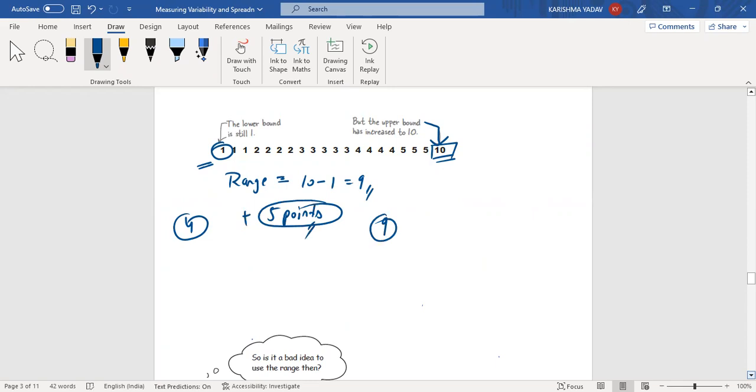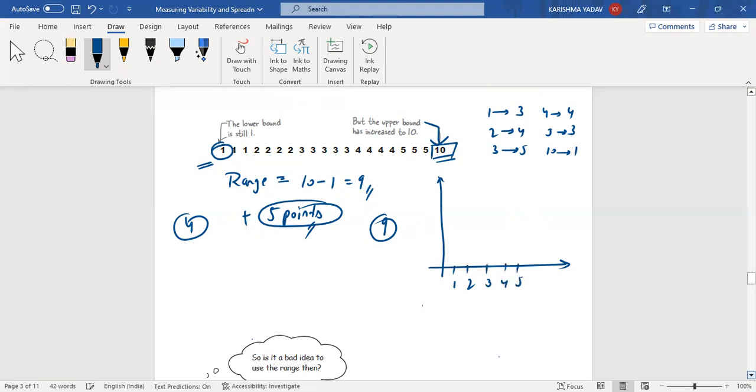Now if you look at it by the graph, 1 has a frequency of 3, 2 has a frequency of 4, 3 has a frequency of 5, 4 has a frequency of 4, 5 has a frequency of 3, and 10 has a frequency of 1. Now let's make the graph: 1, 2, 3, 4, 5, and there are some other values in between, 5, 6, 7, 8, 9, and this is my 10 value. And 1, 2, 3, 4, 5.